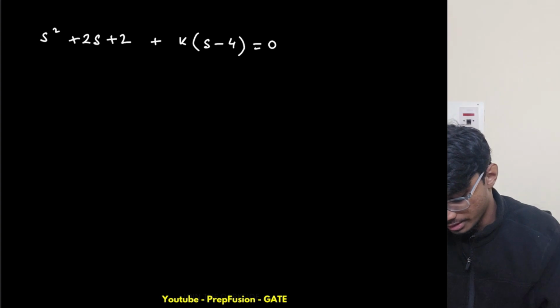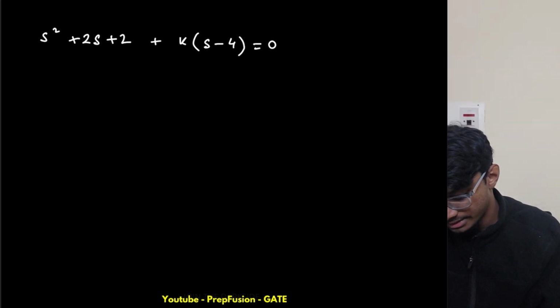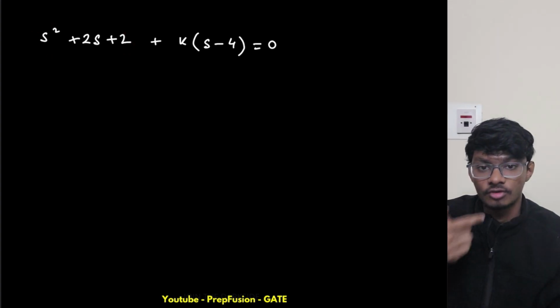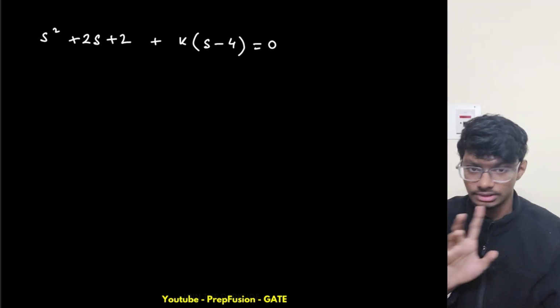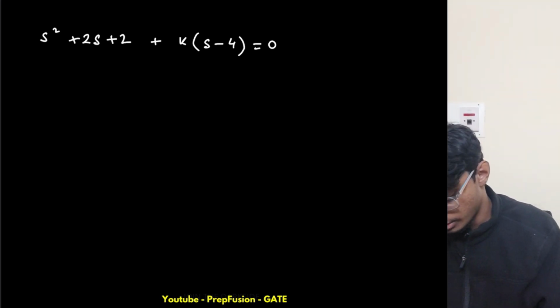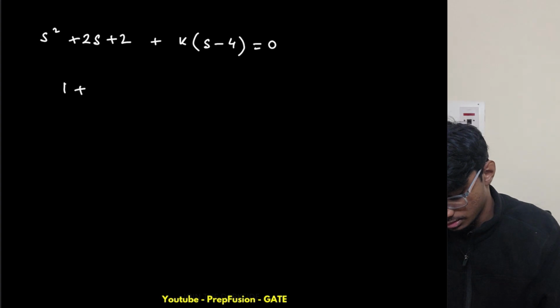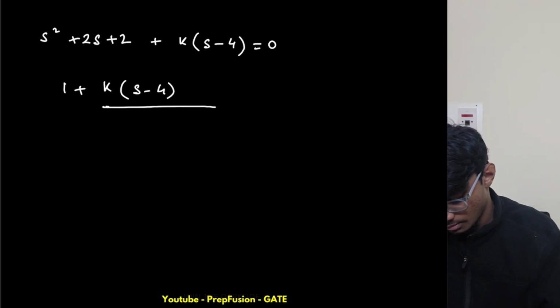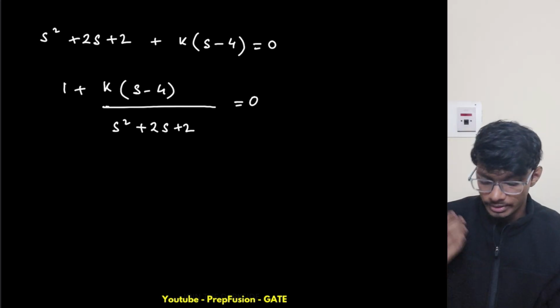So now from here I will divide by this one. Now I will get my standard format, which is 1 plus G of s H of s, right? That format. So I will divide this by this one. So this will be k into s minus 4 divided by s square plus 2s plus 2 equals 0. Okay, so this will be my standard format, right?